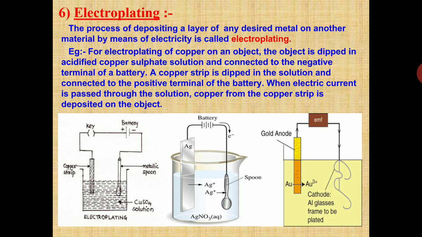Then another important application of chemical effect of electricity is electroplating. What is electroplating? It is the process of depositing a layer of any desired metal on another material by means of electricity. The process of depositing a layer of any desired metal on another material by means of electricity is called electroplating.